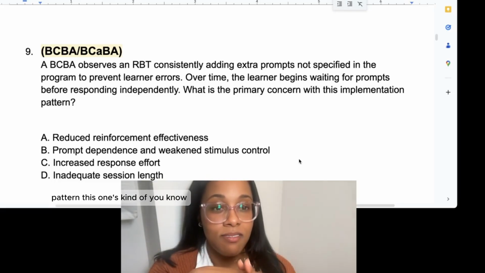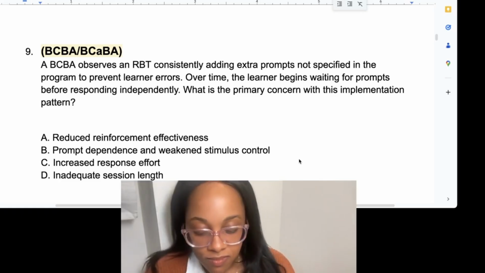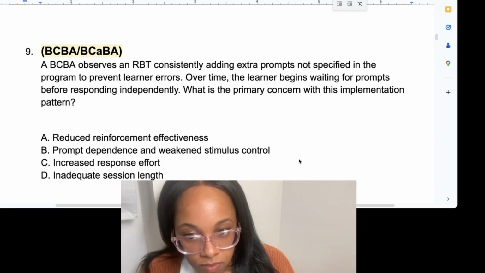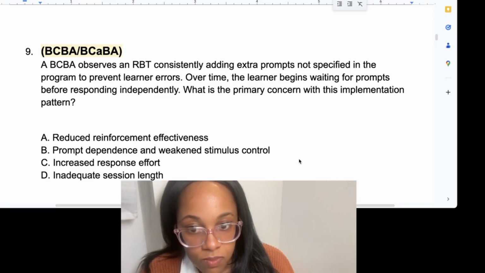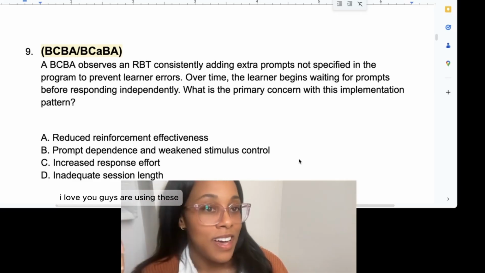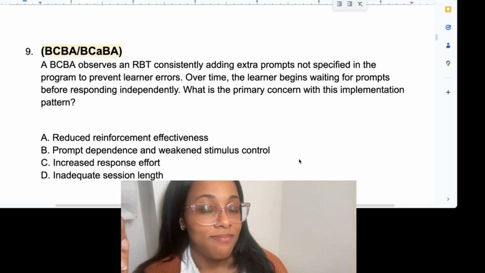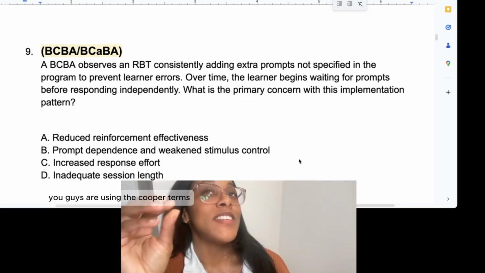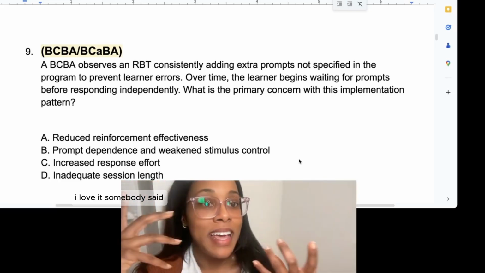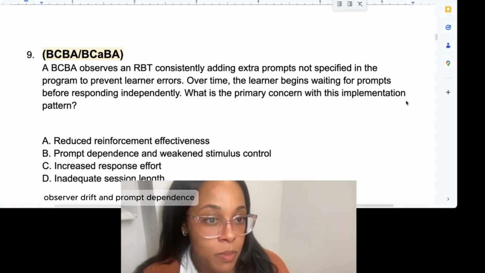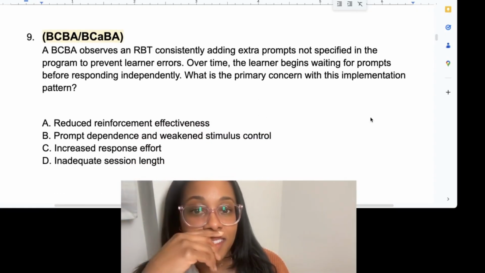This one's kind of... I love you guys are using these, what's the word? Oh my God, my brain. You guys are using the Cooper terms. I love it. Somebody said observer drift and prompt dependence.